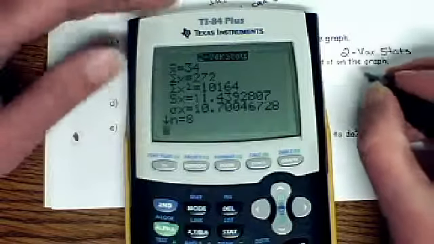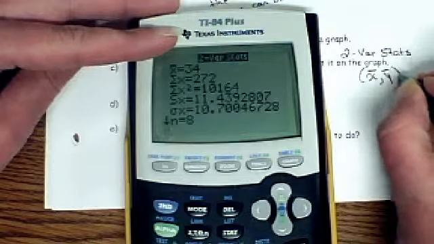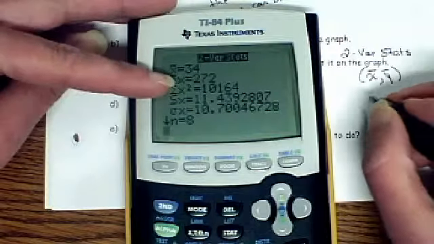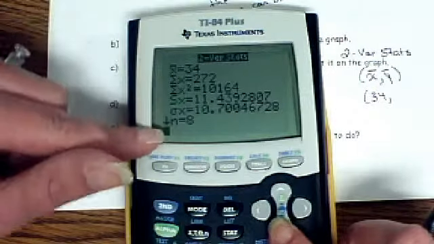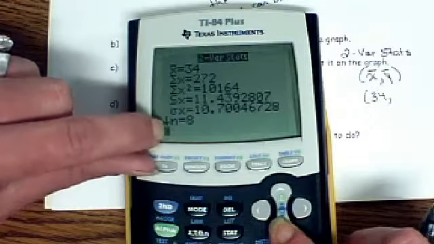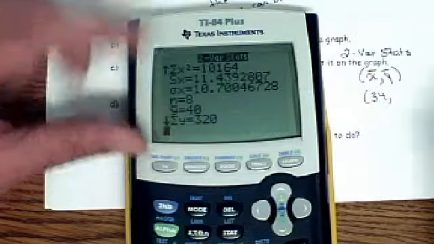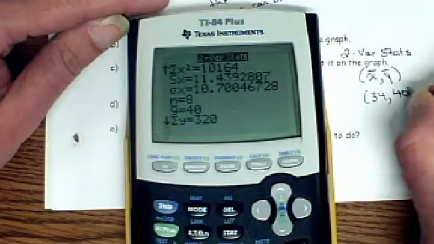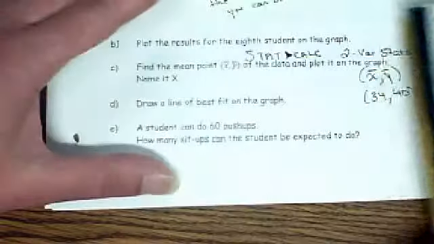So let's write down the stuff that we're going to need for this. Right now, we're just looking for X bar and Y bar. We're looking for the mean of our X's, which is 34, and the mean of our Y's. Well, I don't see it right now, but notice the down arrow means to go down. Oh, there it is. Y bar is 40. So the mean of our X's is 34, and the mean of our Y's is 40.